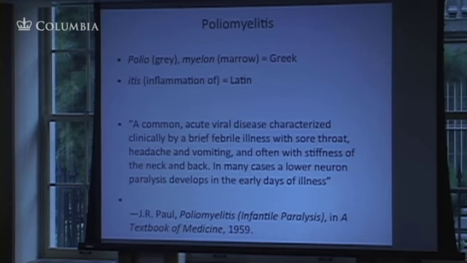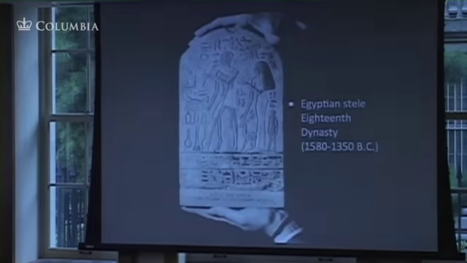A common acute viral disease characterized clinically by a brief febrile illness with sore throat, headache, and vomiting, often with stiffness of the neck and back. In many cases, a lower neuron paralysis develops in the early days of illness. So we will actually deconstruct that statement completely, and we'll try to explain how the virus does this.